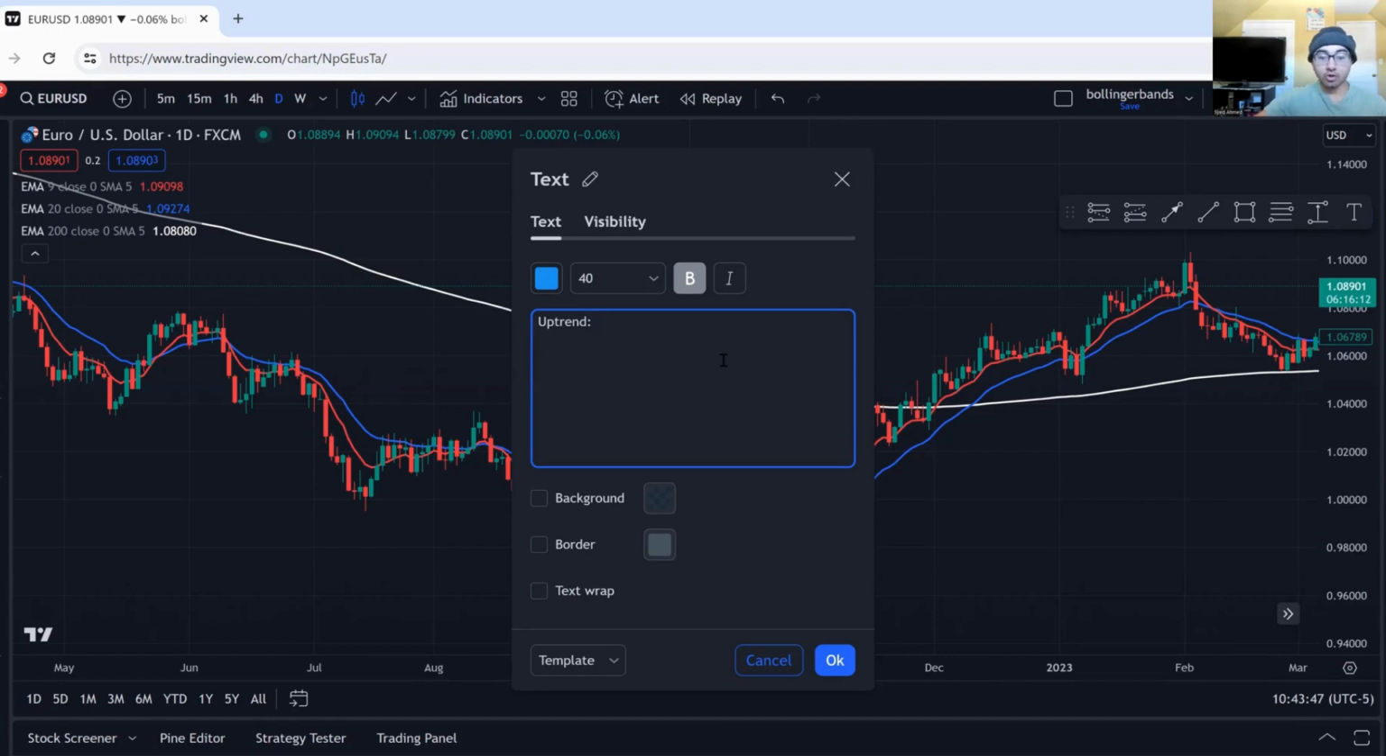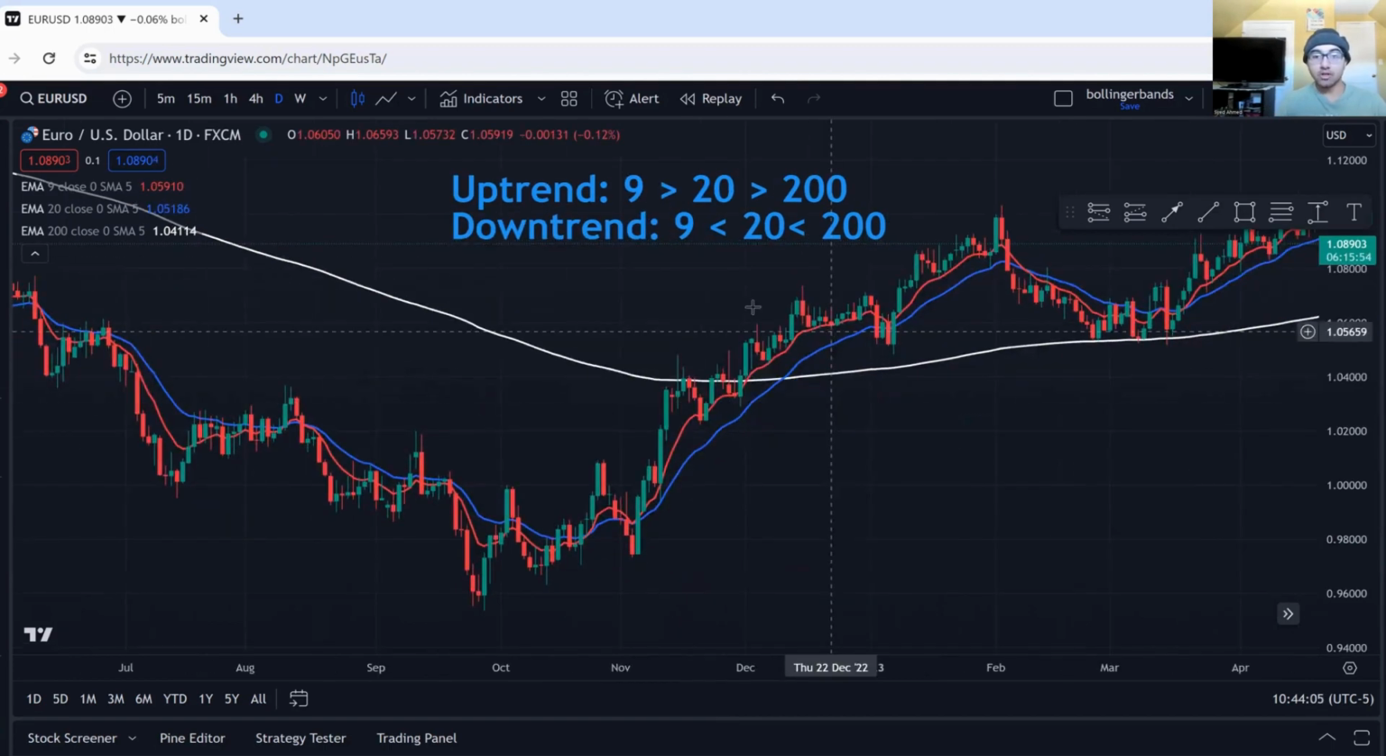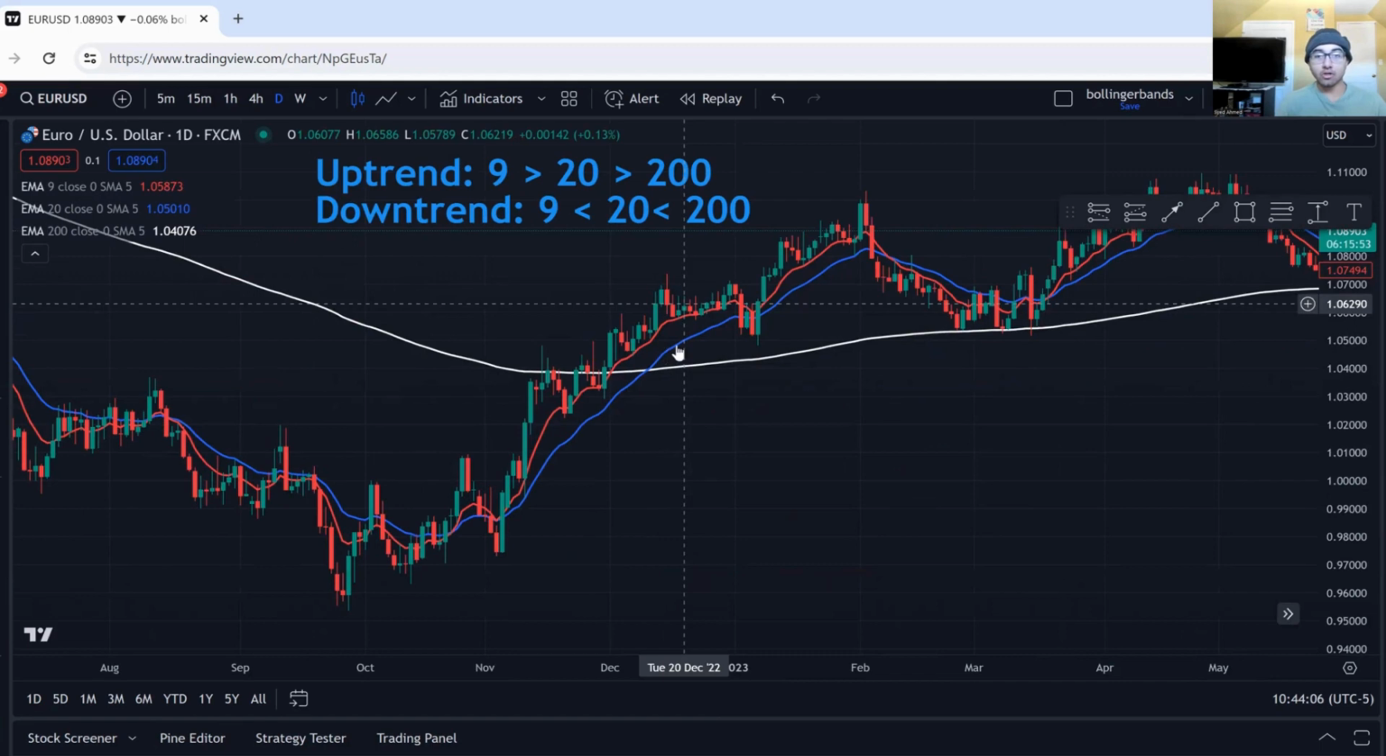In an uptrend, you can look at the EMAs themselves and forget about price. If the 9 is greater than the 20, and the 20 is greater than 200, we are in an uptrend. And for a downtrend, if the 9 is less than 20, which is less than 200, we are in a downtrend. Point blank period, right? So you notice the 9 period is the red one, the blue is the 20, and the white is the 200. 9 is greater than the blue, which is the 20. 20 is greater than the 200, which is the white. We're in an uptrend.